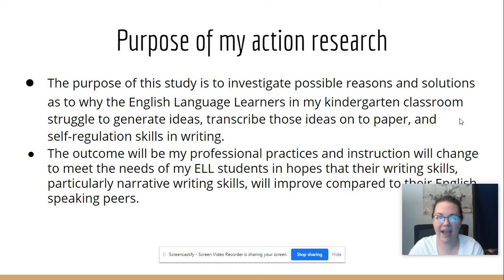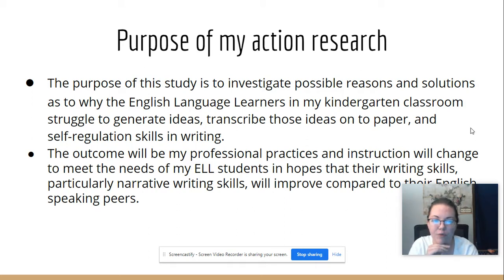So the purpose of my action research is to investigate the possible reasons and solutions as to why the English language learners in my kindergarten classroom struggle to generate ideas, to transcribe those ideas onto paper, and use those self-regulation skills in writing. So looking at their writing and knowing that it doesn't look quite right or knowing what to fix, comparing it to some of that success criteria that we've been working on at Lou Henry Elementary too.